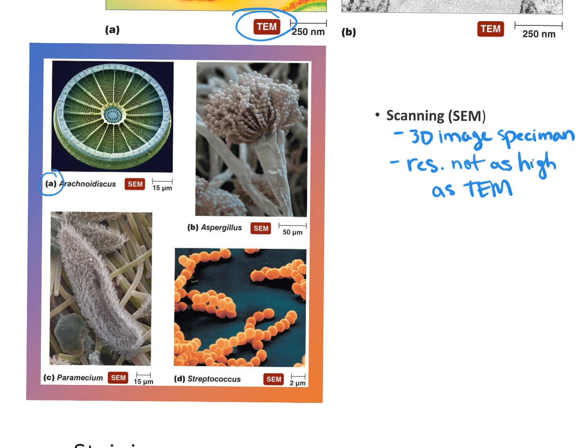A here is a marine diatom. B here is the spore structure of some kind of fungus. We have a paramecium, and here's some bacteria cells. So again, a 3D image. Okay, these are not cross sections. Occasionally, it's kind of hard to tell the difference, but again, if these cells were a cross section, you would see what's inside of the cells.